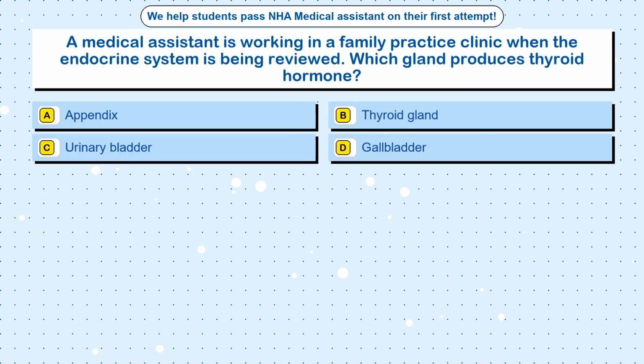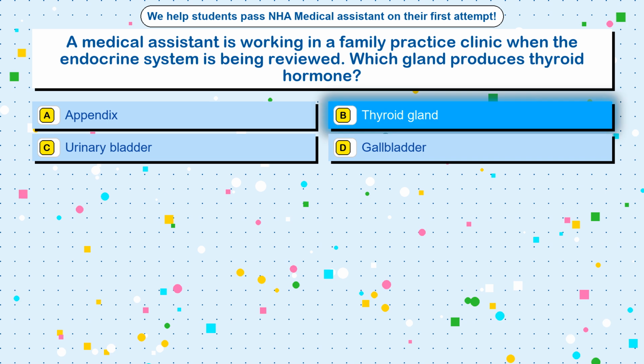Question 98. A medical assistant is working in a family practice clinic when the endocrine system is being reviewed. Which gland produces thyroid hormone? Option A, appendix. Option B, thyroid gland. Option C, urinary bladder. Option D, gallbladder. The correct answer is option B, thyroid gland.